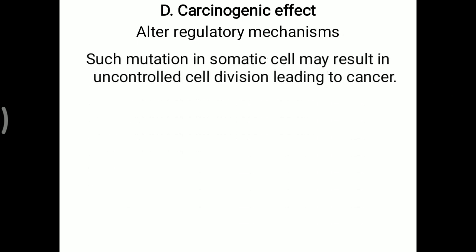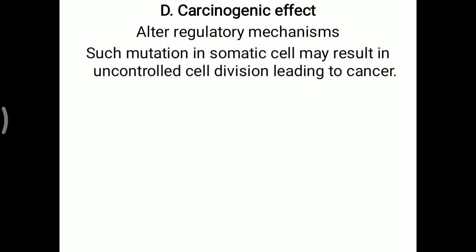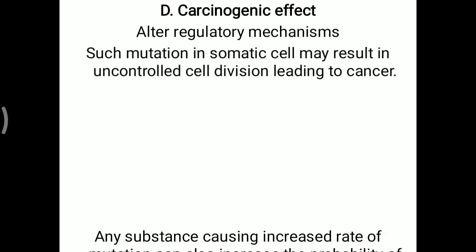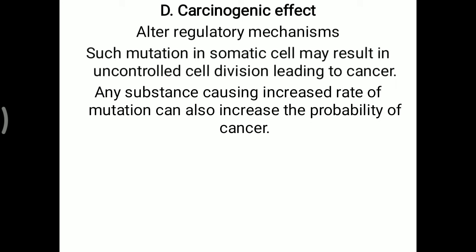So the carcinogenic effect is also one type of manifestation. After altered regulatory mechanisms because of the mutation, such a mutation in a somatic cell may result in uncontrolled cell division leading to cancer formation. Mutation is more commonly found to lead to cancer formation. So any substance causing an increased rate of mutation can also increase the probability of cancer formation. So that is one important effect of the particular mutation.